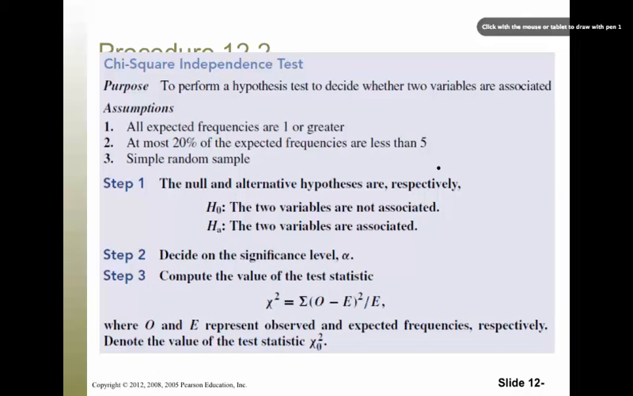Here are our null and alternative hypotheses. The two variables are not associated. Another way to say that: does not associated mean independent or not independent? Independent. So there's another way to say that. Okay? The alternative is the variables are associated. Okay? Some degree of dependence.